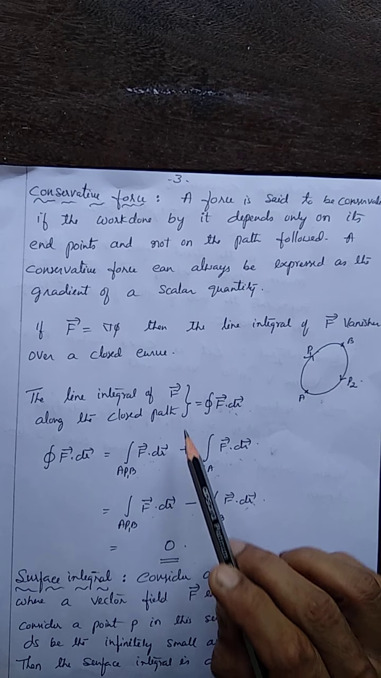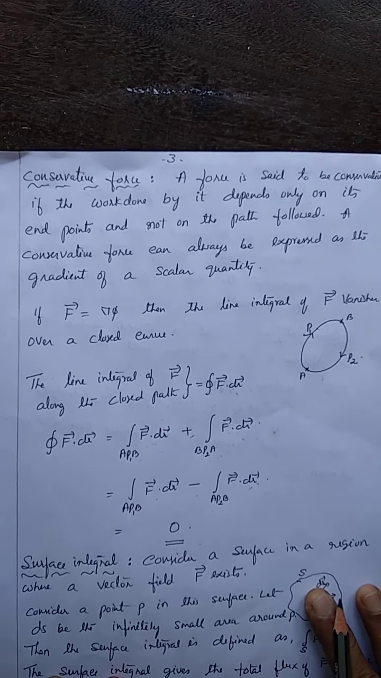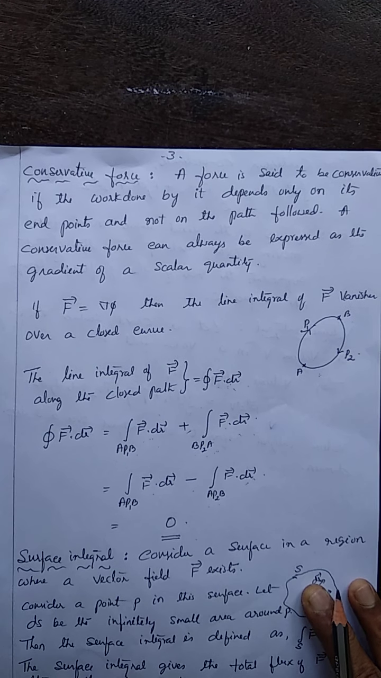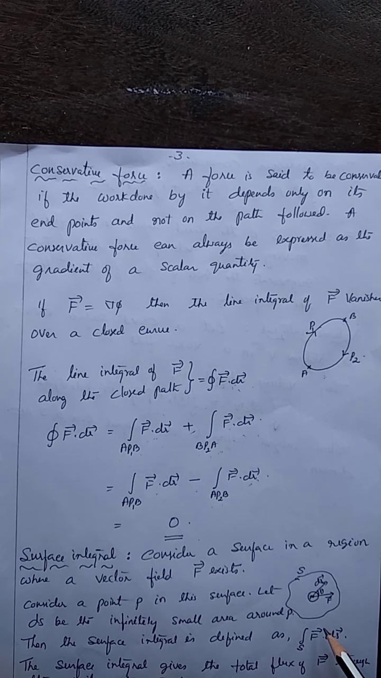Thus, the line integral of the conservative force along a closed path or a closed curve is always 0. This is the proof. Now, the second type of integral is the surface integral. This is the integration of the vector field over a closed surface.